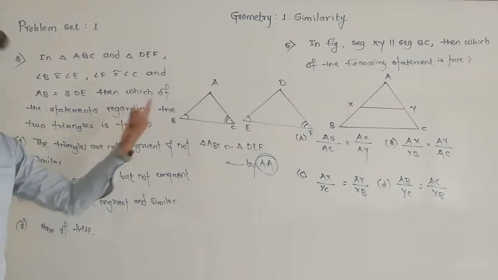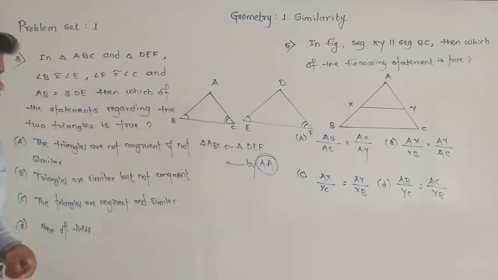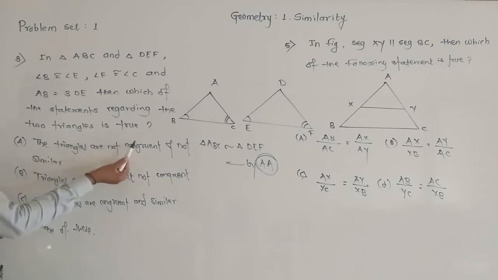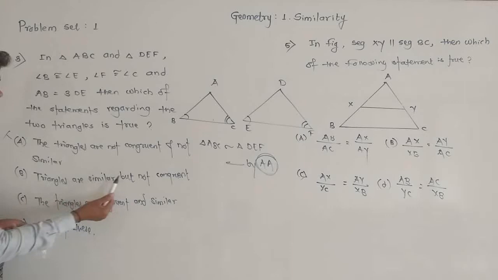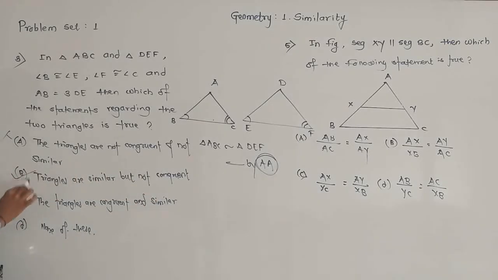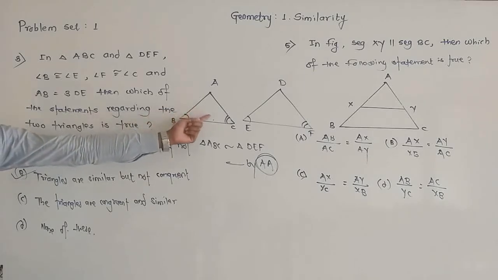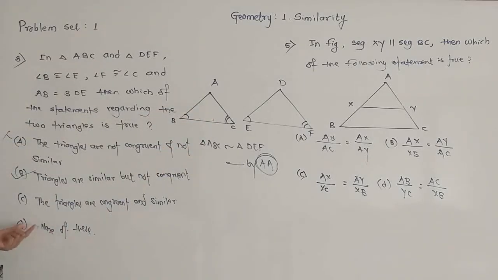That means if two triangles are similar, they are not necessarily congruent. So the first statement, triangles are not congruent and not similar, is false. Triangles are similar but not congruent. So option number two is correct. That is, two triangles are similar but not congruent.